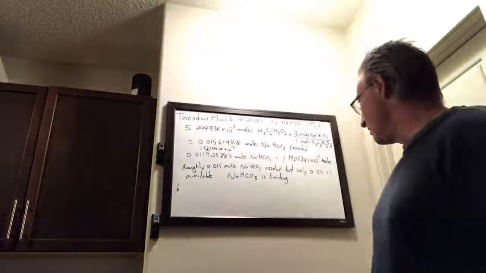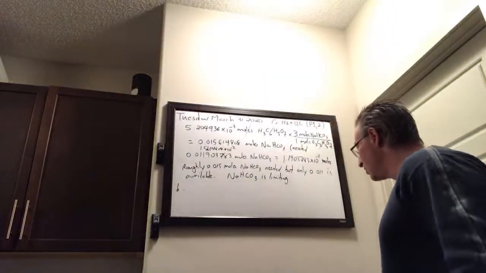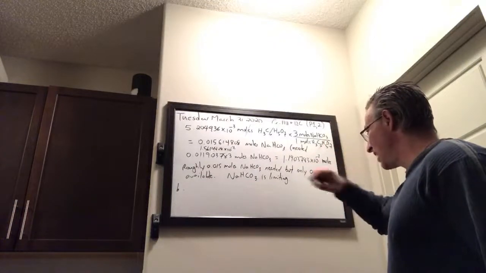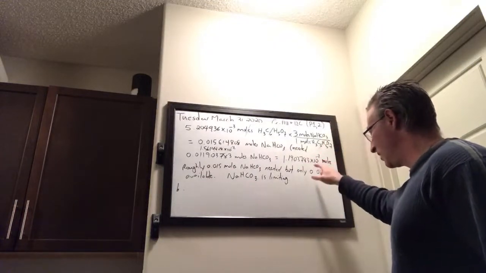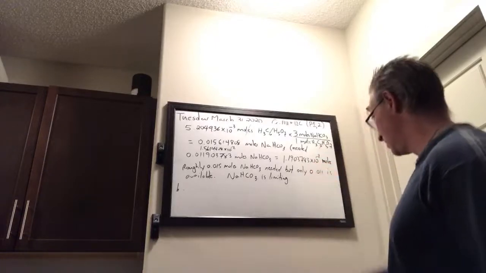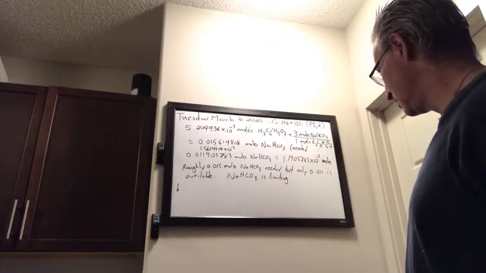Part B is asking how many grams of carbon dioxide form. The number of grams of carbon dioxide that forms is equivalent to the number of moles of sodium bicarb that was present. And what's present is this one.